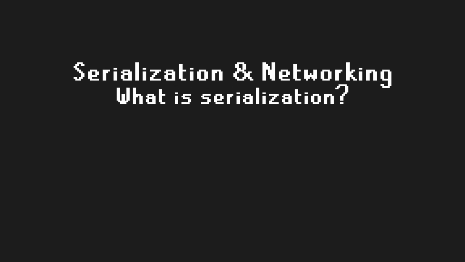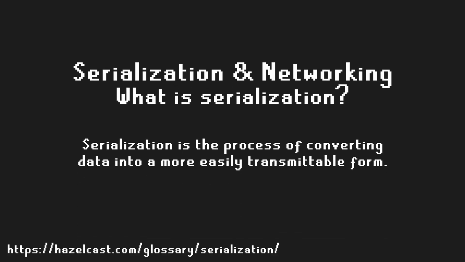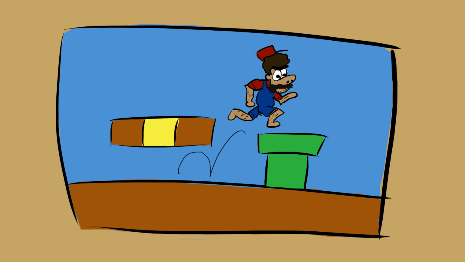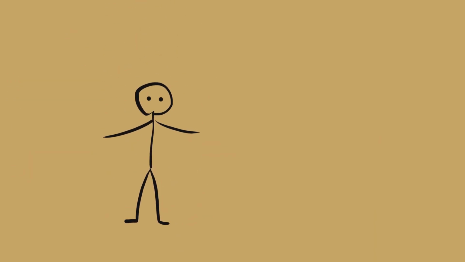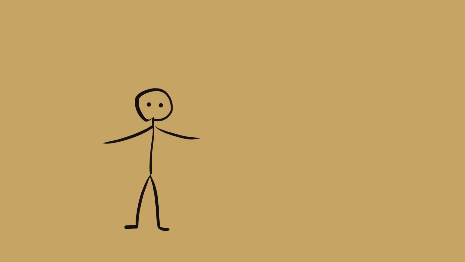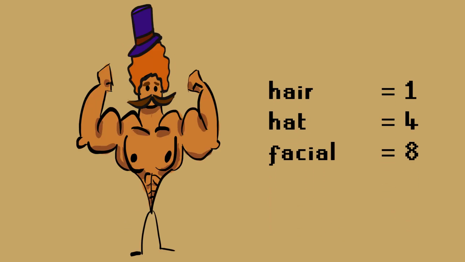In this episode we are going to be talking a little bit about serialization and networking. So, first of all, what even is serialization? Serialization is the process of converting data into a more easily transmittable form. That could be saving your game progress to a file that the game then can easily load again, or loading an NPC file that describes a character's appearance and stats.